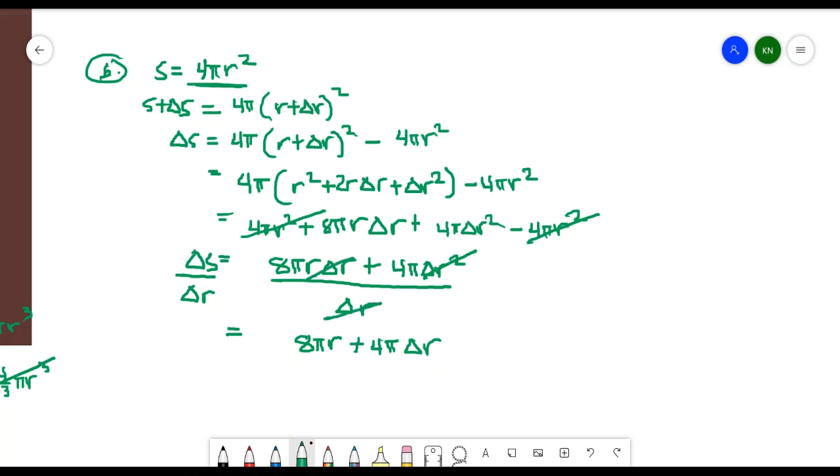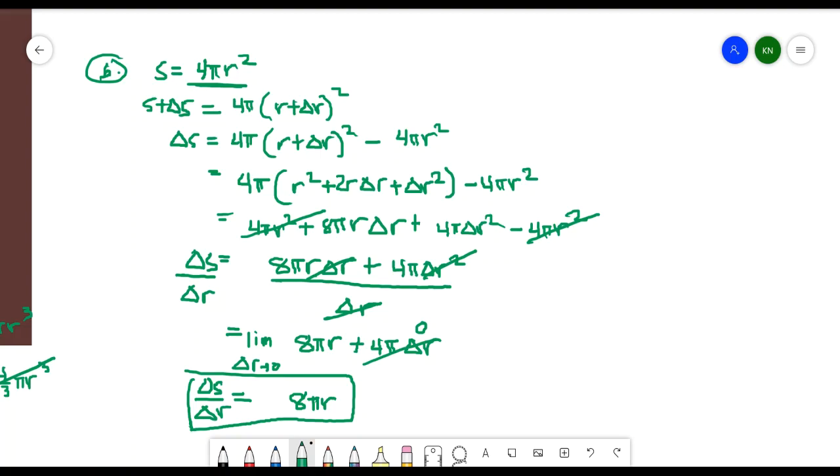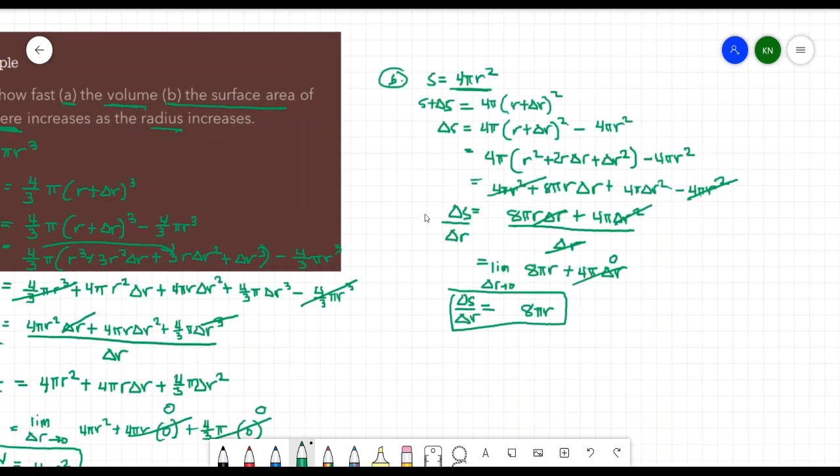So taking the limits as delta r approaches 0, this will be substituted by 0, so this will be cancelled. So now what we have is 8 pi r. So this is now our final answer. This is the value for the surface area of the sphere as the radius increases.